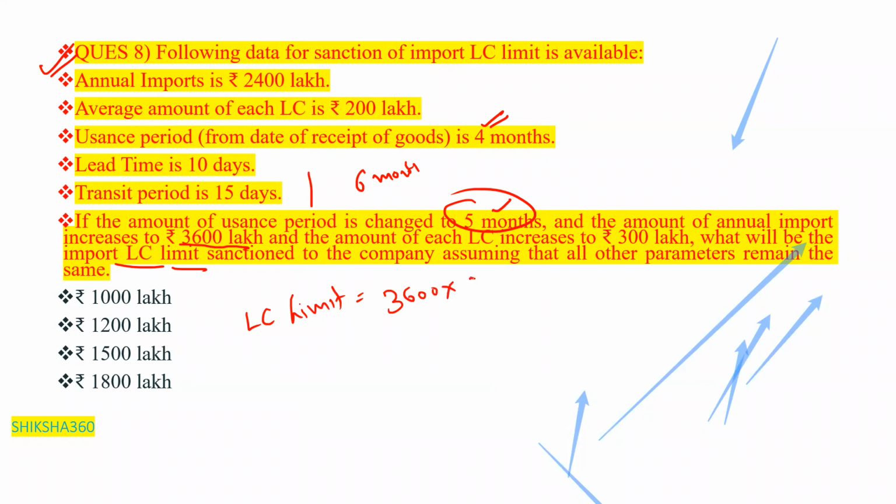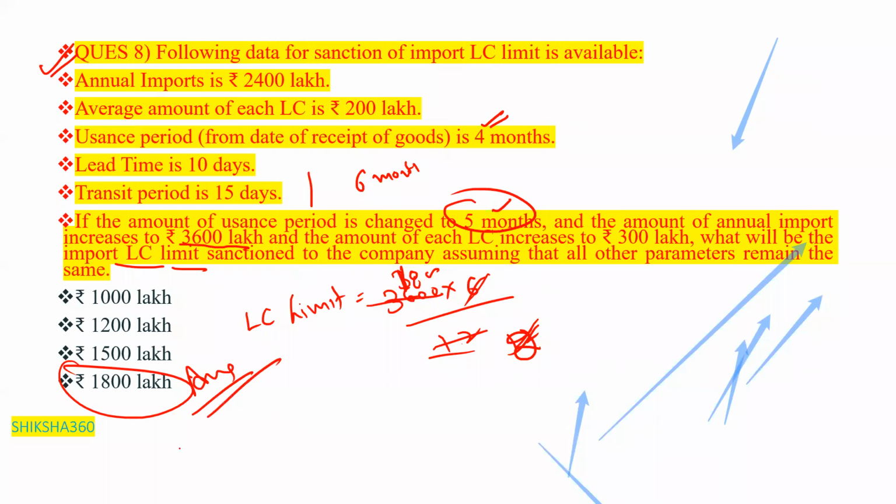3600 into 6 upon 12, sorry, 6 upon 12 into 1800. So this one is our answer, 1800 lakh. Just they have changed the usance period. Earlier it used to be 4 months, now they have 5 months. This basically we will take as approximately 1 month more. So directly the LC limit is to be 1800 lakh.